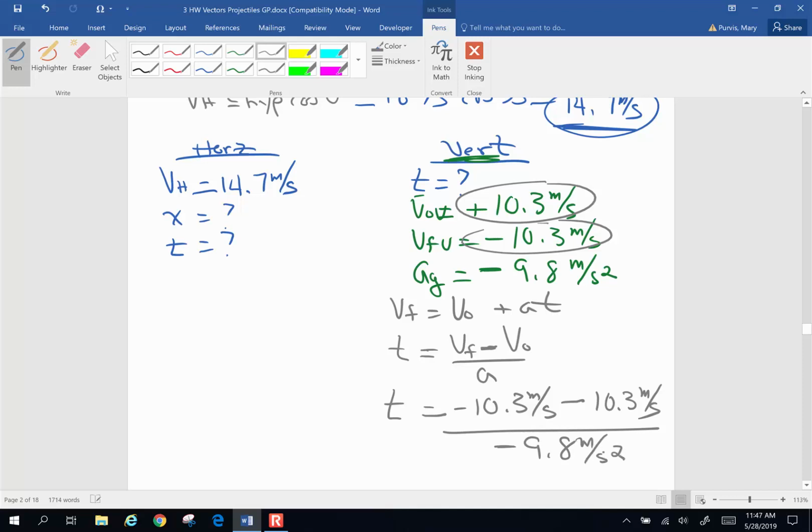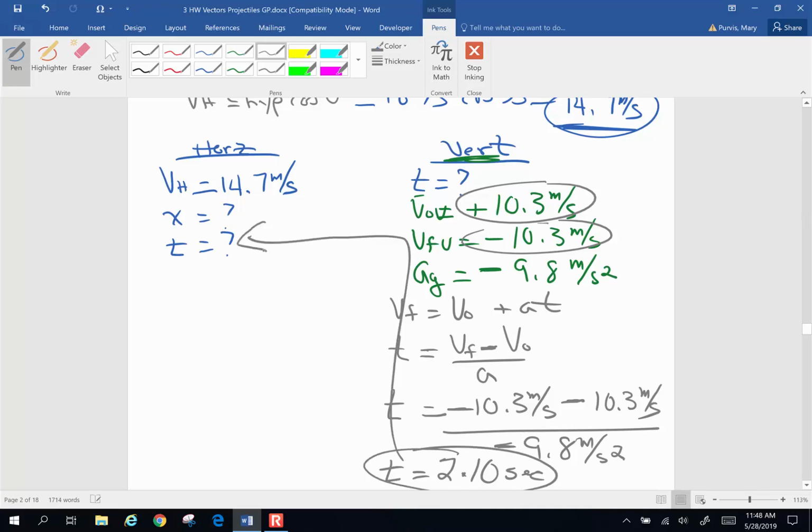If you ever get a negative time in a problem, it's an indication that you've got something going on before the clock started. So that sometimes can happen, but usually not. I end up with these two negative signs cancel. I end up with a positive 2.1 seconds is total time in the air.